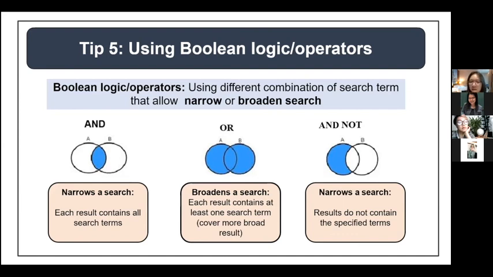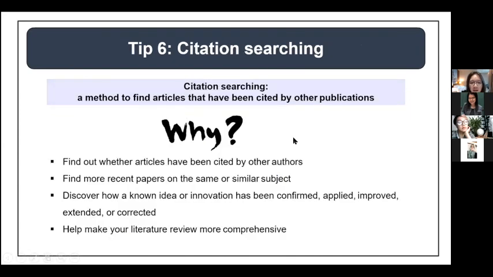Okay, so this is the purpose why we need to include the Boolean operator "and not". Next one is about citation searching. This is similar to what we discussed just now about going forward, meaning that you will search the article based on the most cited article.